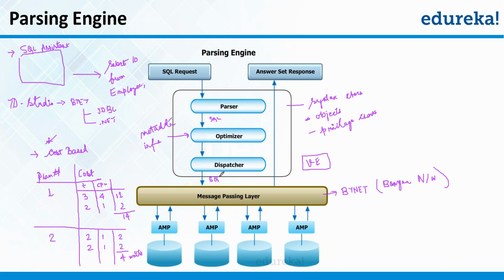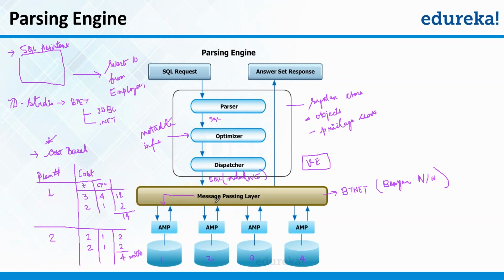Now, what happens is your final SQL with the optimized plan, which is basically a SQL enriched with metadata, gets pushed onto your Bynet. This SQL token now has information about where to go in which disk. So these are disks: disk 1, disk 2, disk 3, and disk 4. In these disks, the SQL with its metadata knows where the data lies.